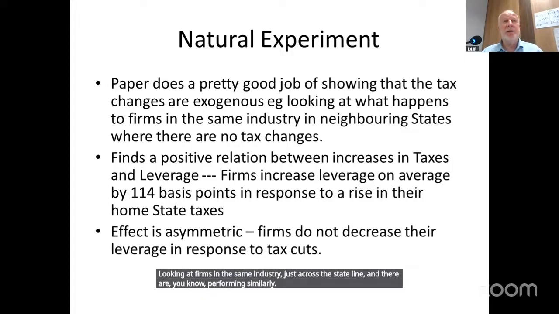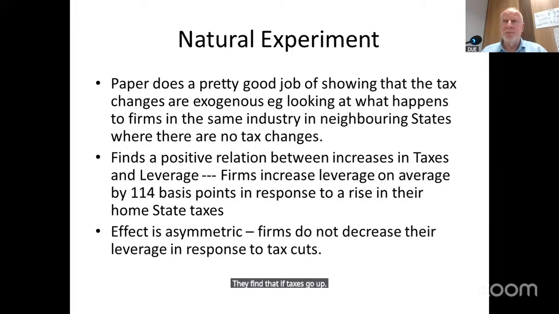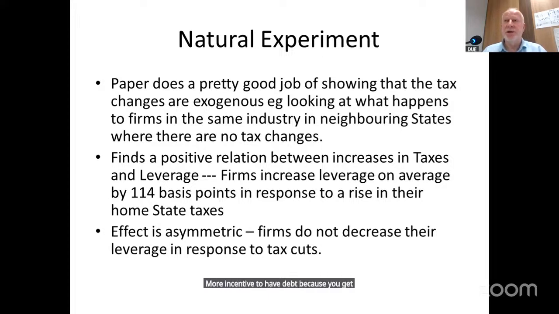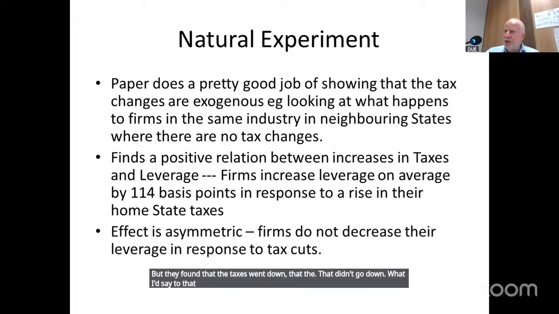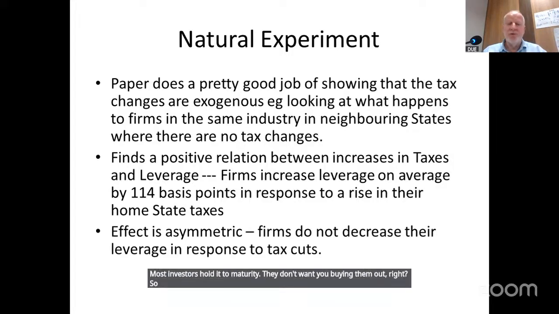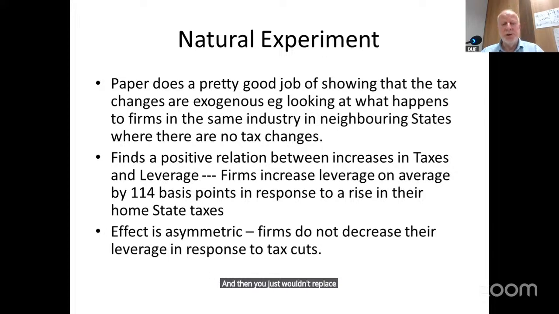They find that if taxes go up, then debt goes up, and that's what you expect. If taxes are higher, more incentive to have debt because you get a tax subsidy. But they found that when taxes went down, the debt didn't go down. What I'd say to that is it's easy to add new debt: you just issue new debt. But it's a little harder to reduce your debt because you've issued the debt previously, and most investors hold it to maturity. They don't want you buying them out, right? So you'd probably have to wait until the existing debt reached maturity, and then you just wouldn't replace it. So you'd expect to see a lagged effect for a tax decrease.